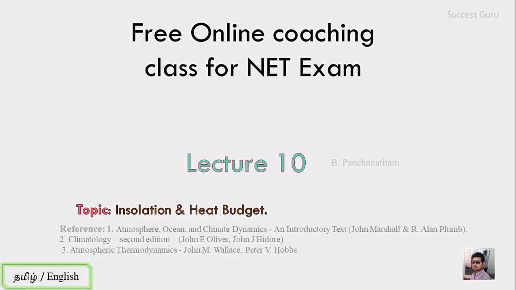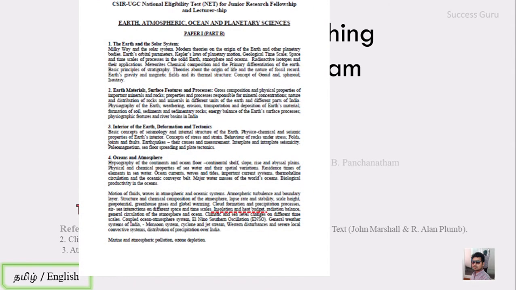And the topic is insolation and the heat budget, and the books which I referred for the topic are The Atmosphere, Ocean and Climate Dynamics by John Marshall, Climatology by John E. Oliver, and Atmospheric Thermodynamics by John M. Wallace. And this topic is under the fourth heading, that is the ocean and the atmosphere.